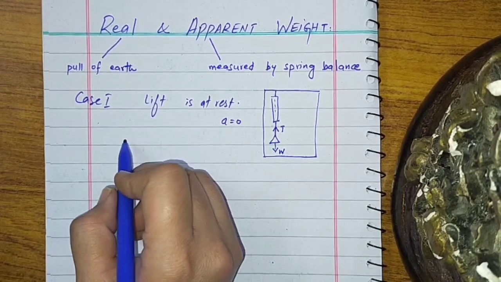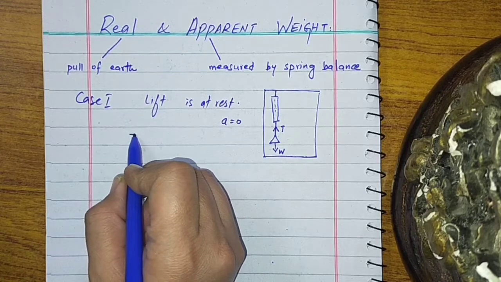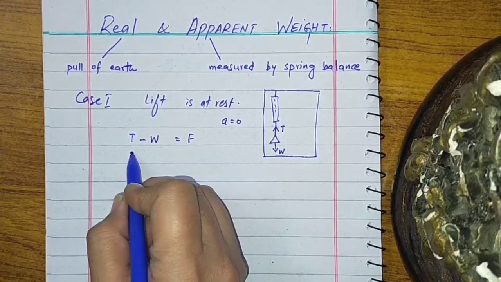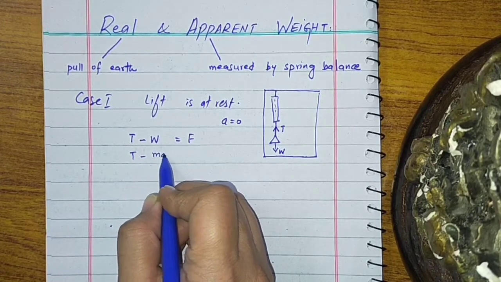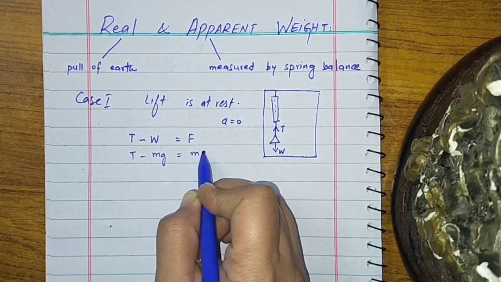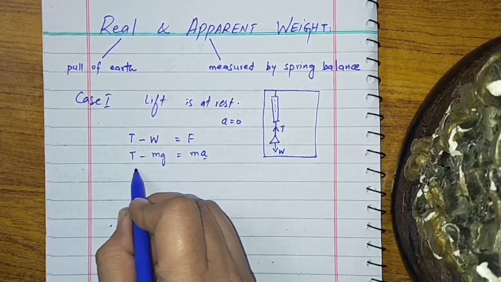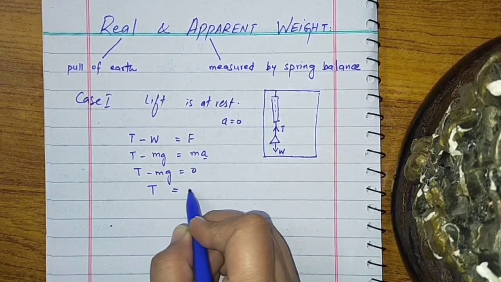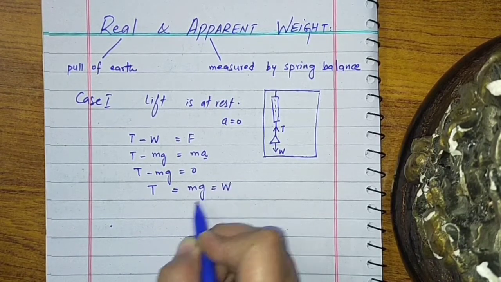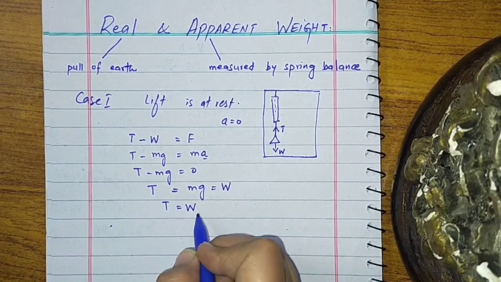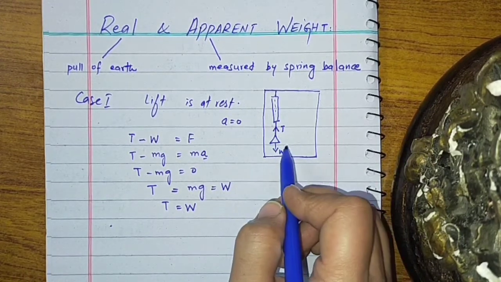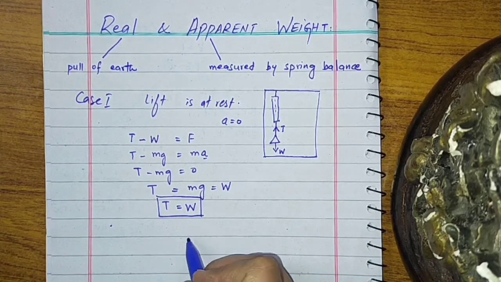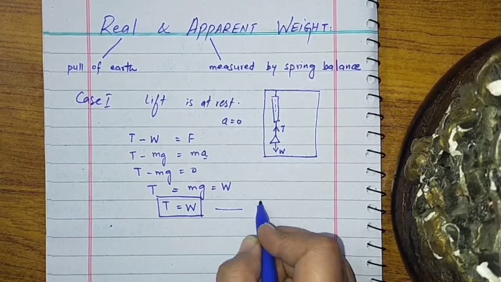If we apply the equation here, suppose tension minus weight is equal to the net force, tension minus mg, that is F equals ma, but a is equal to 0. So T minus mg will become equal to 0. So T, the tension, will become equal to mg, and that is equal to weight. So tension is equal to weight, which means that in this situation the real and the apparent weights are both equal. So this is our first result.